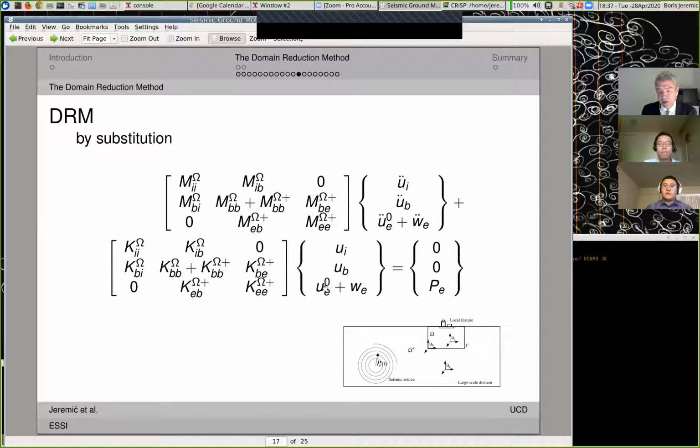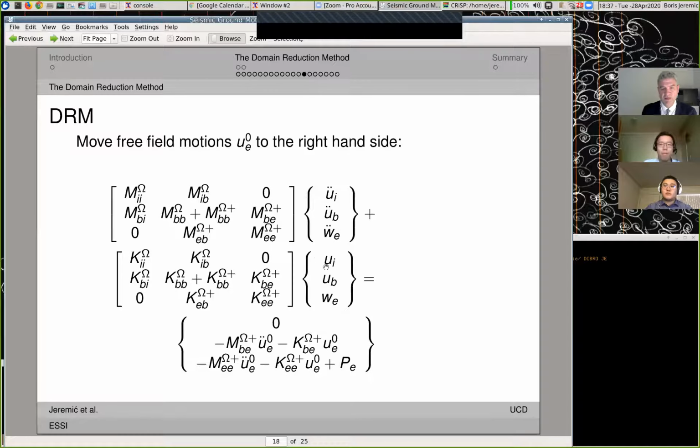And because they are known, they're free field displacements, therefore, we're going to multiply them and move them to the other side of the equality sign. And so that's happening here. So here on the right-hand side, we have the original PE plus these additional terms because of free field motions. And what we have left on the left side is the original displacements on the inside, displacements on the boundary, and additional wave fields on the outside.